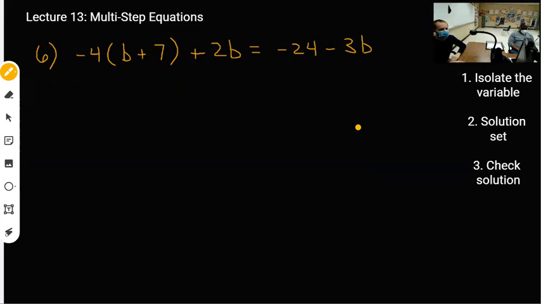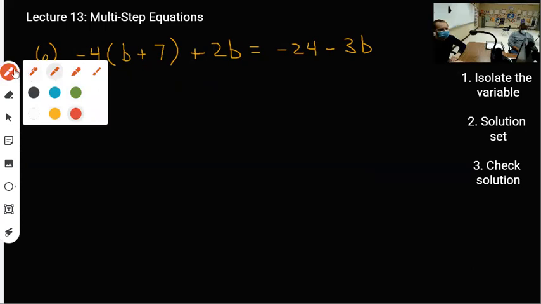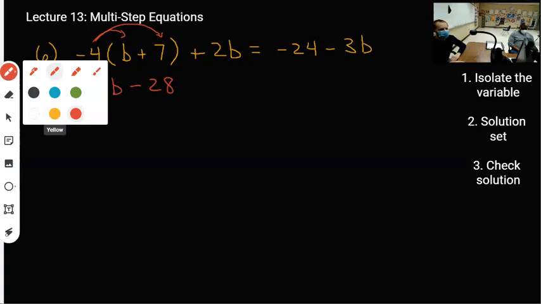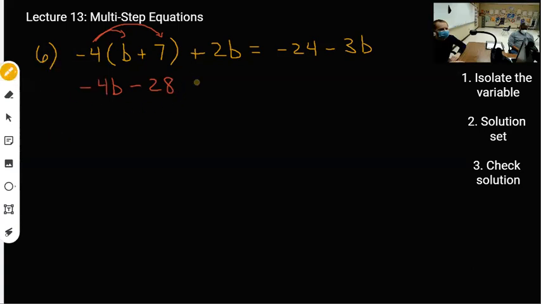So we have a lot of variables. Well, what's the first thing that I can do? I can do the distributive property, right? Because I have a negative 4 right here on the outside, and I can multiply that by everything that's on the inside, the b and the 7. And when I do that, I get negative 4b minus 28. So that's what I get when I do the distributive property. And I'm going to keep everything else the same.